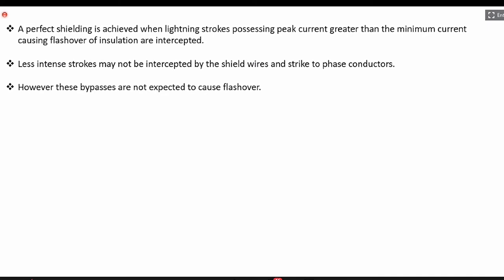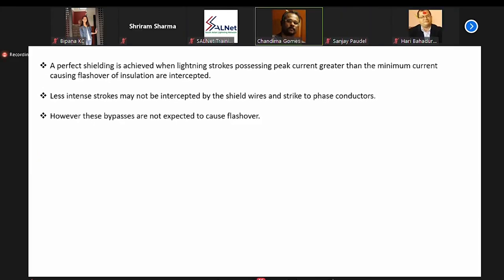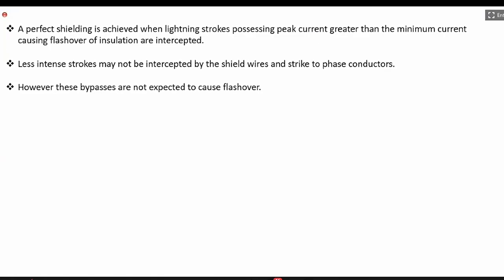I think if you have attended the low voltage structural protection presentation, you may have understood that when there are step leaders which give rise to smaller currents, they may bypass the lightning protection system. Similarly, they may bypass the shielding wire as well, but they will not make any danger, any damage to the medium or high voltage lines, just like it does in the case of LV lines.